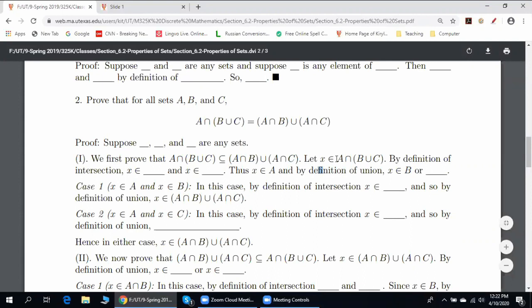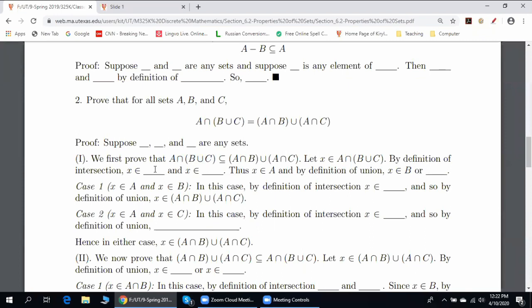So, step one, let us prove that the left-hand side is a subset of the right-hand side. Let X be some element from the left-hand side. By definition of intersection, so Jimin, what do we put here? X is in A and X is from B union C, correct? Thus, X is from A, and by definition of union, X is from B or X is from C.